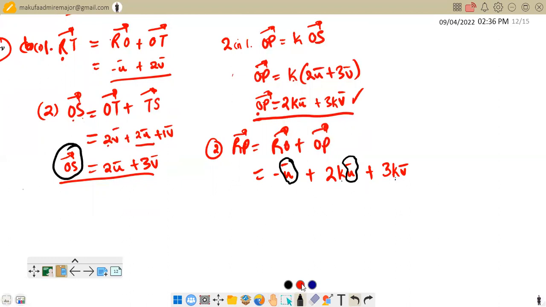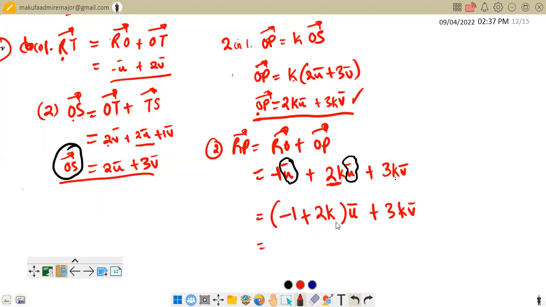So this is what happened. We had to factor out vector U like this. If we factor out vector U, what are you going to remain with here? You're going to remain with plus 2K. Here you're going to remain with minus 1. So you're going to remain with minus 1 plus 2K, plus 3K vector V. All right, so this is our RP.